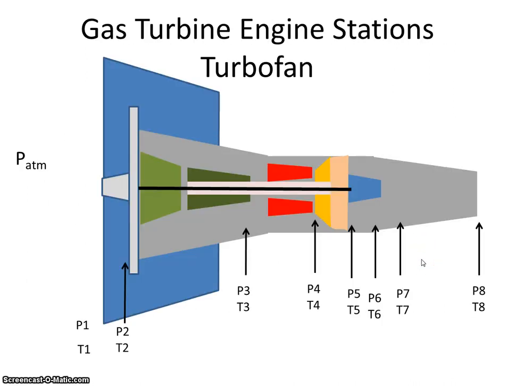So if we have a gas turbine engine traveling at a speed where compressibility effects have to be taken into account, we can say that the pressure at this point here, P2, is equal to the atmospheric pressure times 1 plus gamma minus 1 over 2 times the Mach number squared, all to the power of gamma over gamma minus 1.